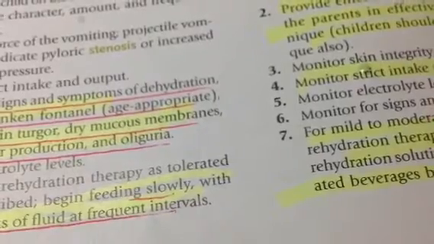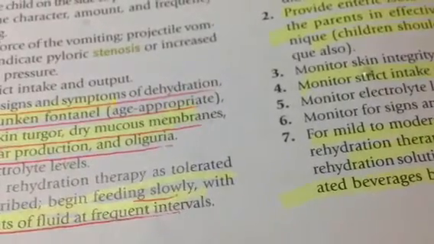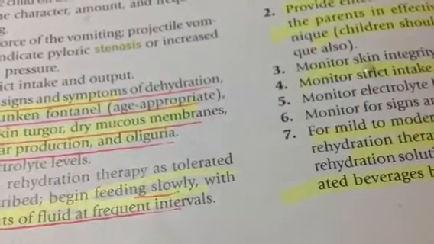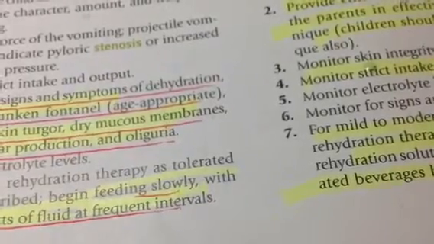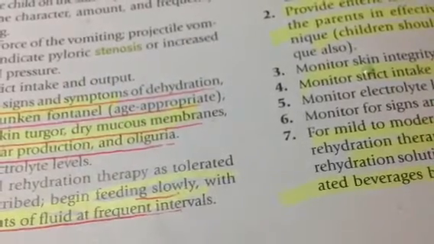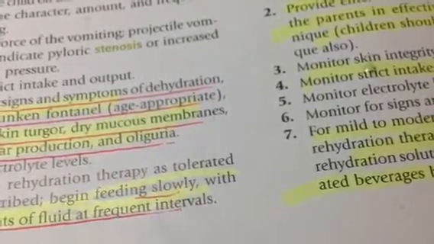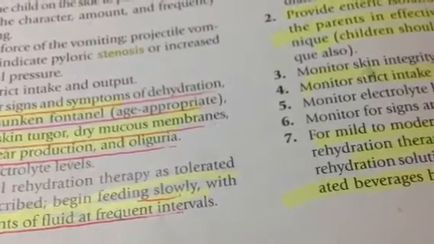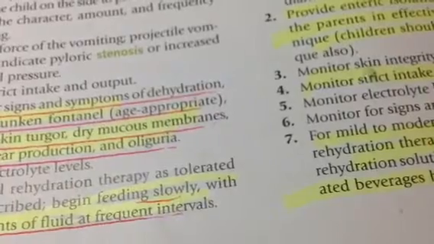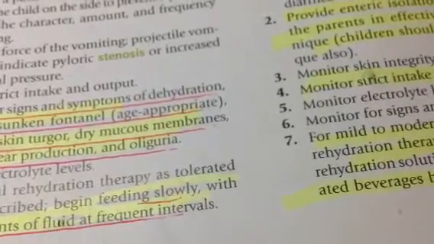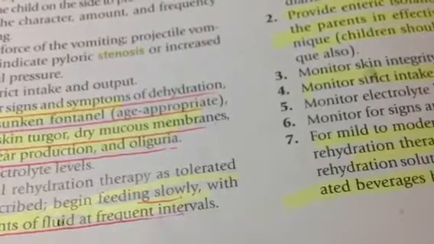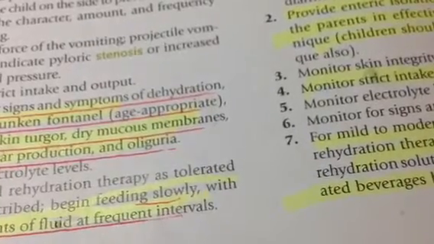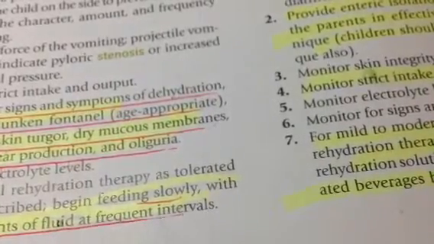Monitor the character, amount, and frequency of vomiting. Assess the force of the vomiting. Projectile vomiting may indicate pyloric stenosis or increased intracranial pressure. Monitor strict intake and output. Monitor for signs and symptoms of dehydration, such as sunken fontanelle, non-elastic skin turgor, dry mucous membranes, decreased tear production, and oliguria.